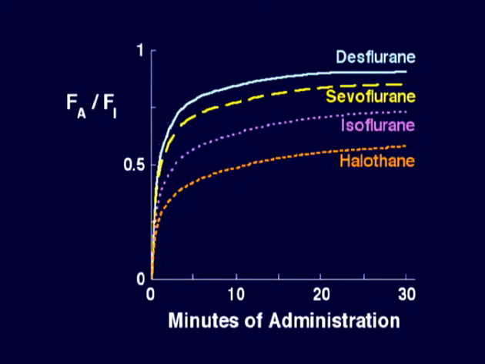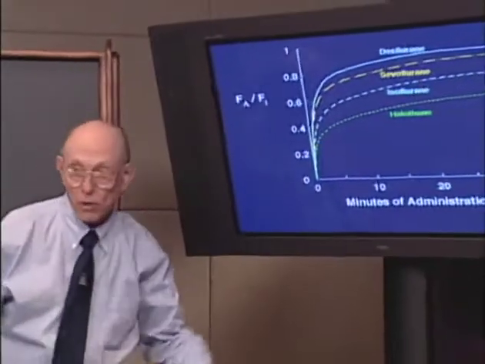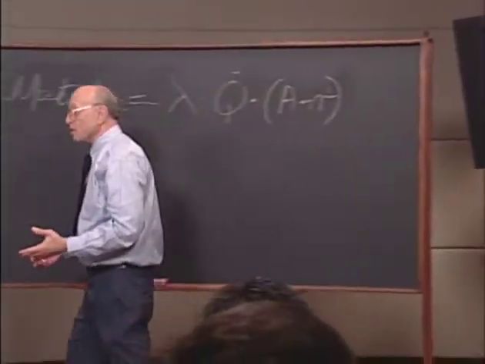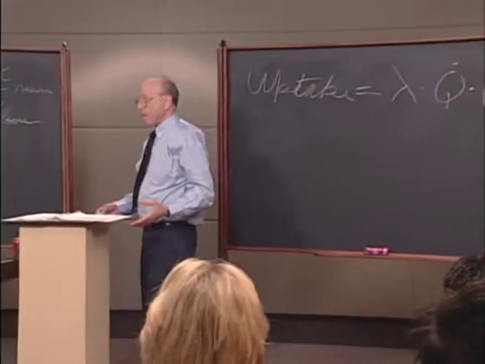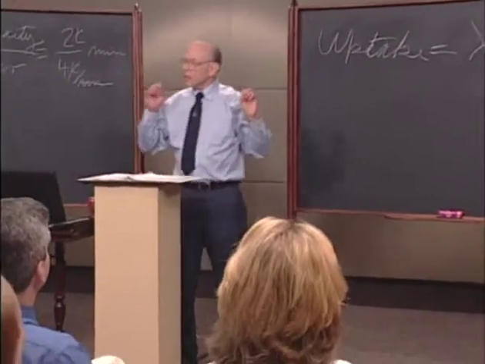And so the higher the solubility, the greater the uptake, and therefore the greater the opposition to the effective ventilation to drive the alveolar concentration upwards. And the lower this curve goes. And in a sense, the harder it is to develop anesthesia.